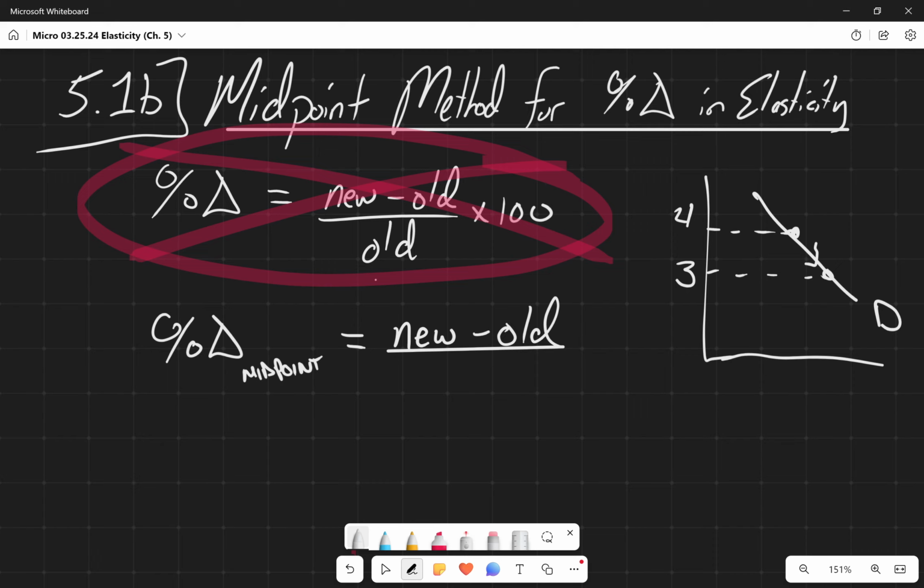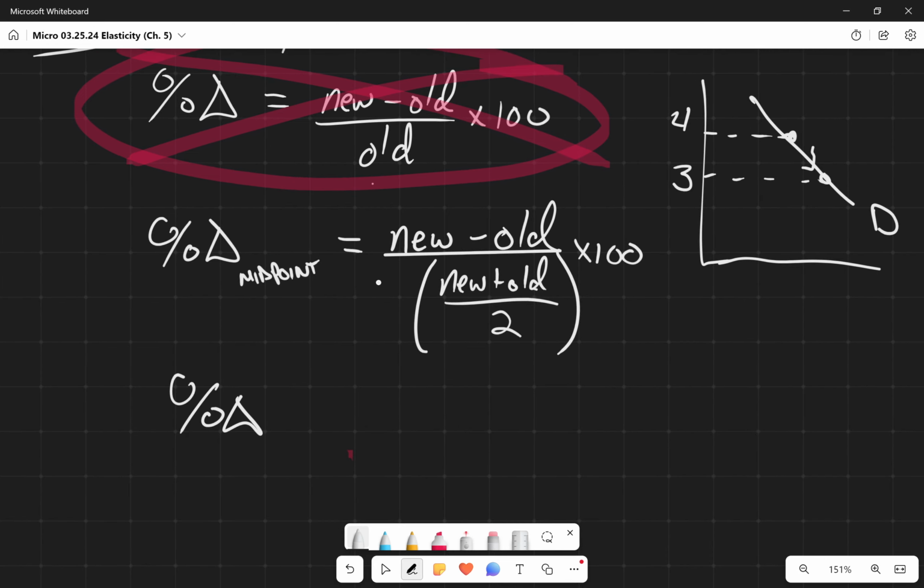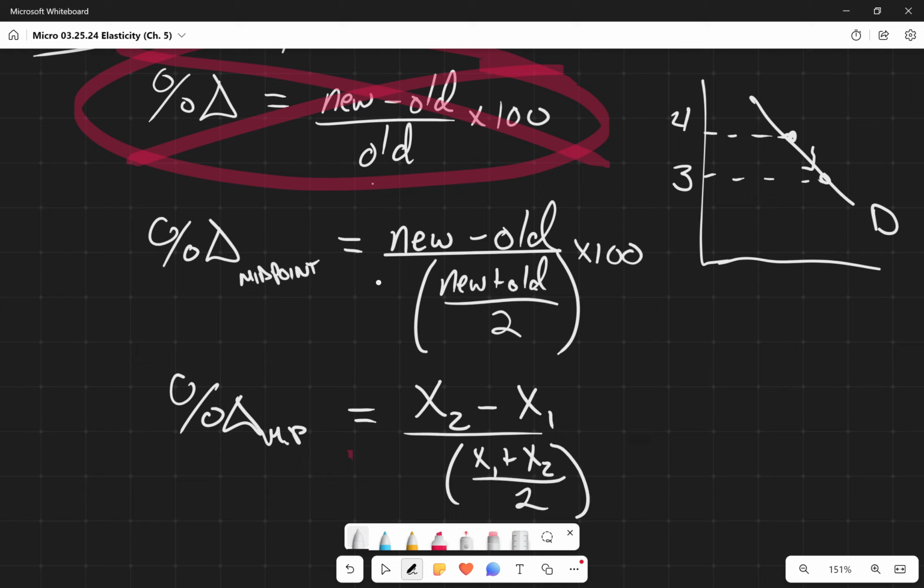So the only way that we can have it work the same in either direction is instead of having it over old, we have it over new plus old divided by 2, times 100. You guessed it, this is the midpoint between the new and the old. The other way that we can think about this is we can just have it as x2 minus x1 over (x1 plus x2) divided by 2, times 100, right? If we're looking at the midpoint percentage change for variable x.